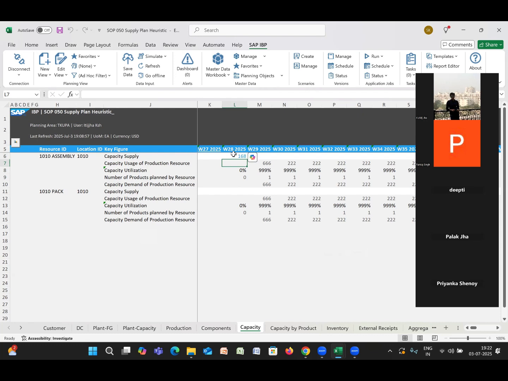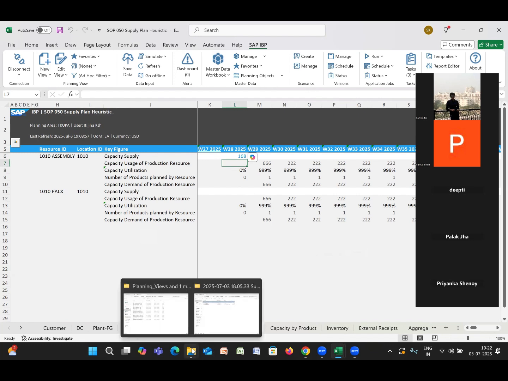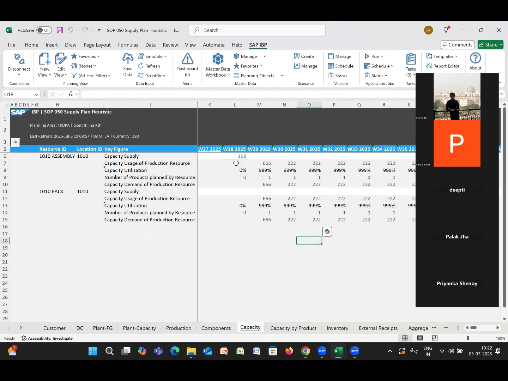Why is this key figure blank? Because there is a key figure file that we did not upload. So there is a prod resource file. There is a file which we can upload, but before uploading that file, we can else put it manually also here as you can see. So the first key figure, which is capacity supply, indicates for how many hours this resource is available.